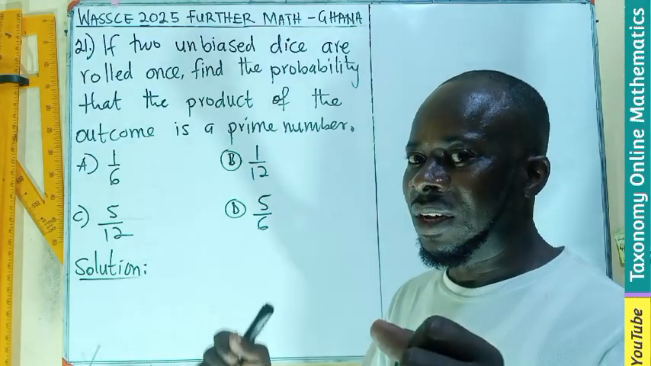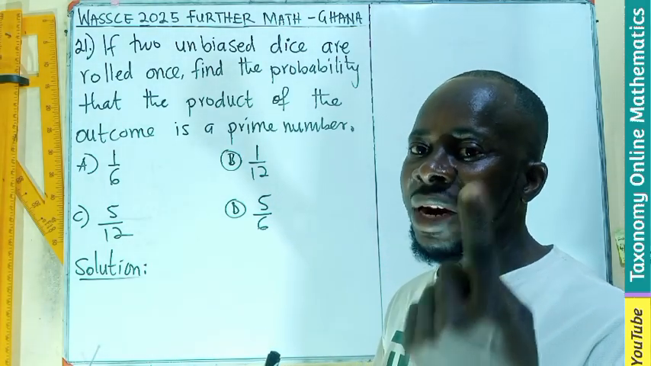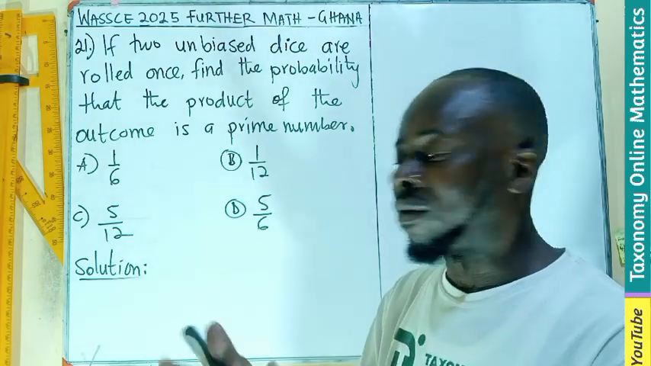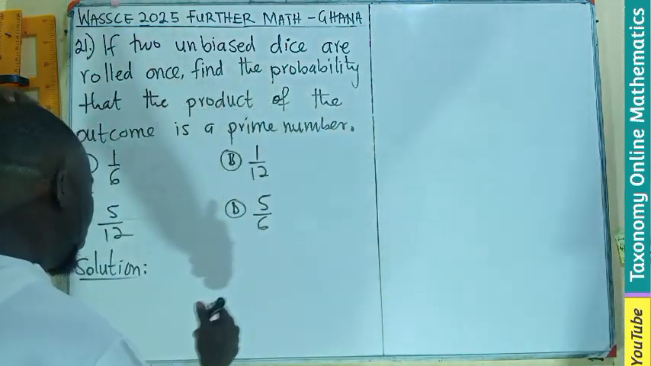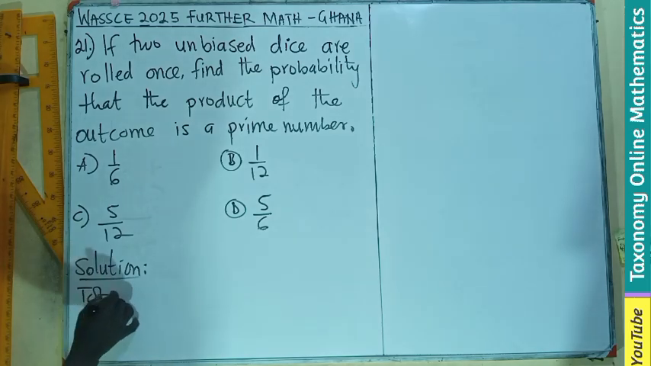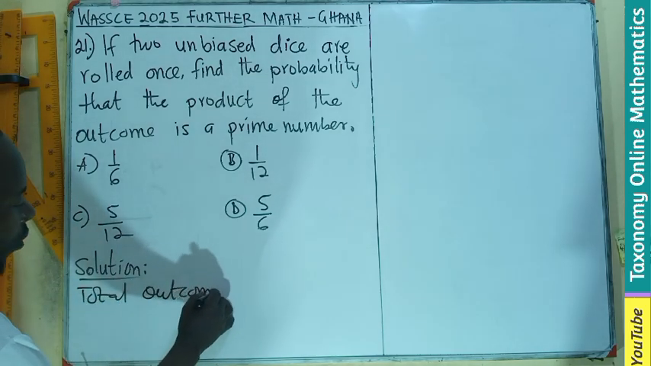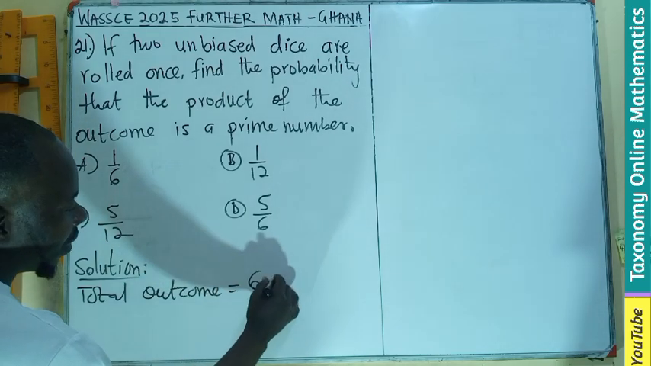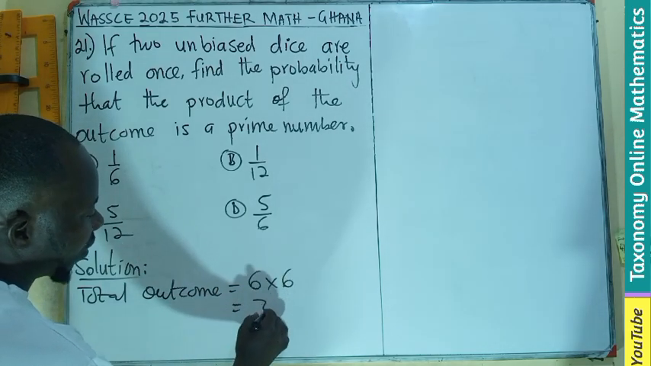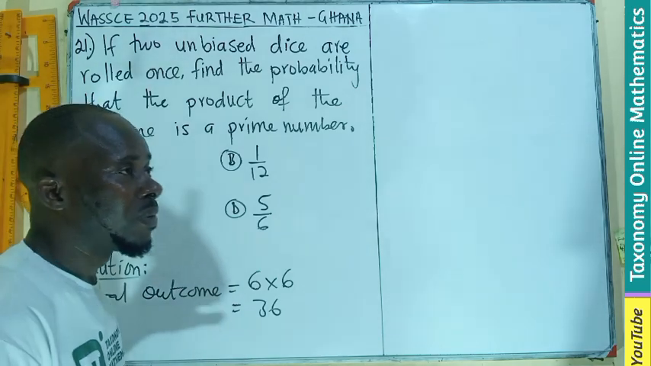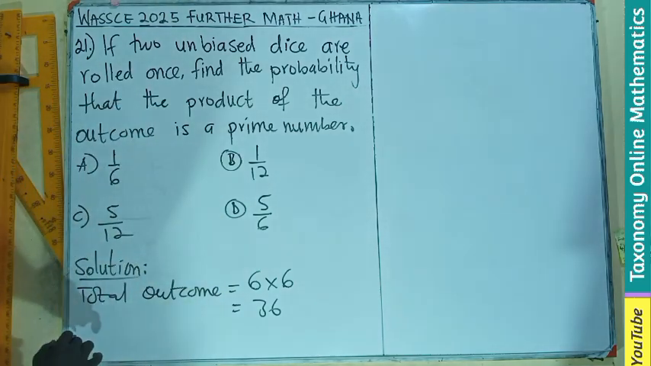If I have six sample space on one dice, six on another, total sample space becomes the product of that. I'm not going to draw a table, so I only say total outcome or possible outcome is going to be 6 by 6, and that gives us 36. So we have 36 different outcomes.